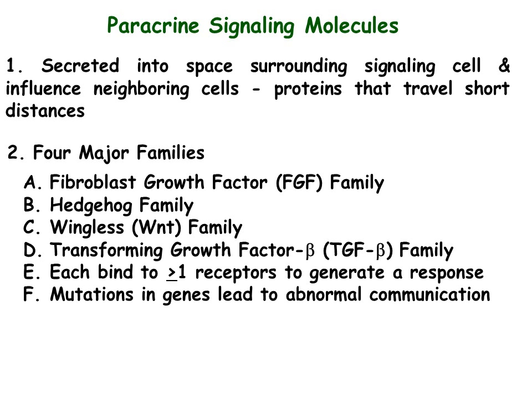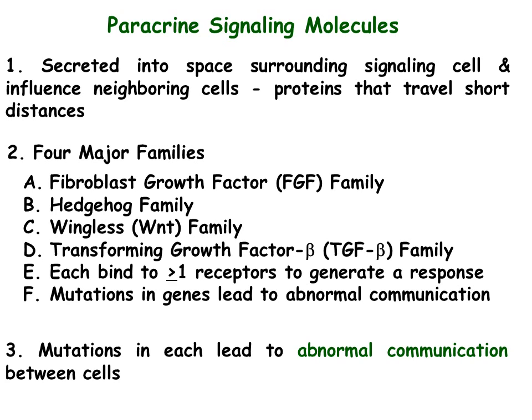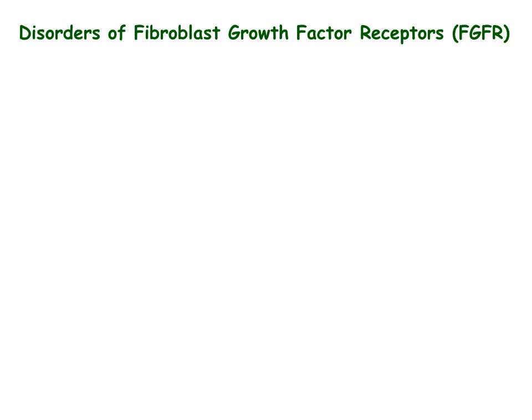But each of these are fairly big families. And again, you don't have to learn these. I just want to give you a taste of this because it really is fascinating stuff. And each of them bind to one or more receptors to generate a response. Okay? Mutations in the genes lead then to abnormal communication between the cells. So the cells don't know what to do at the right time and at the right place. So, again, abnormal communication between cells.